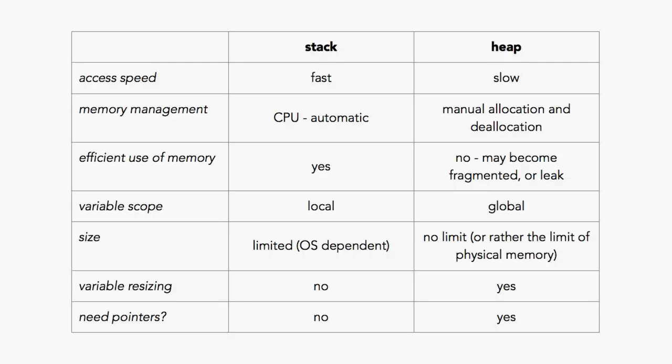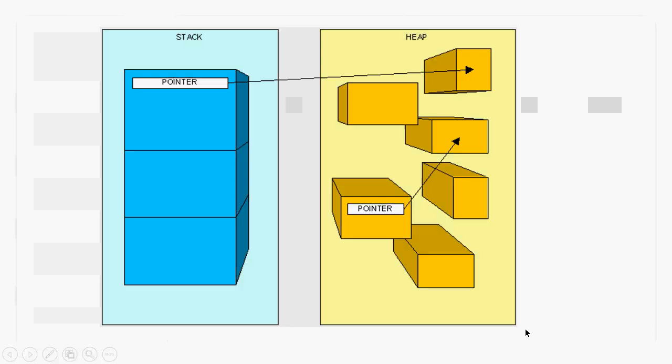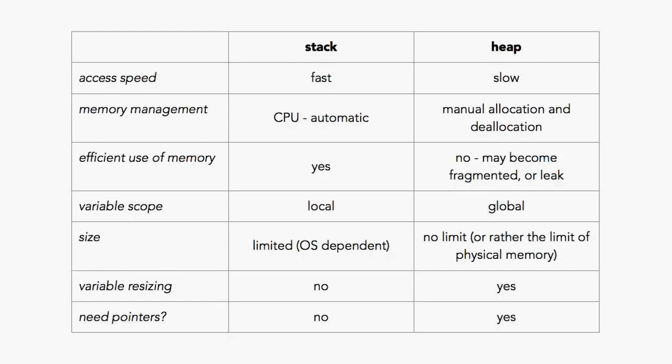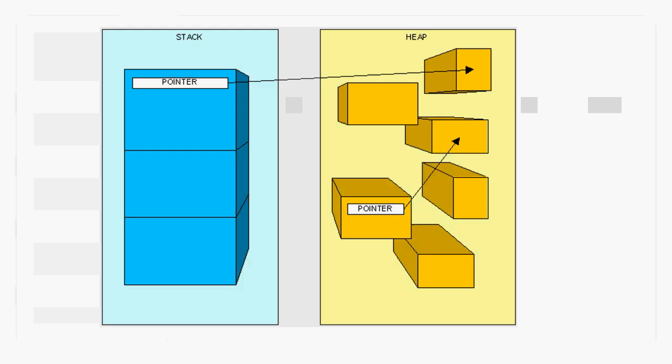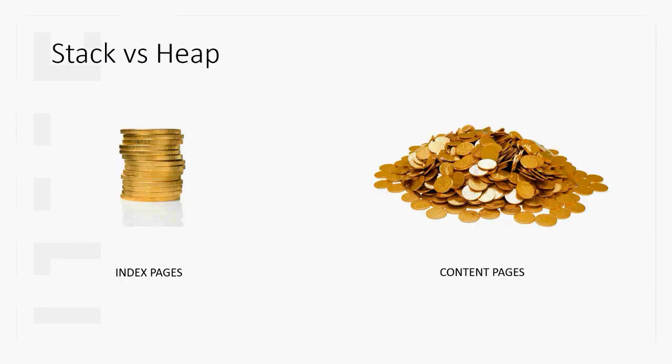That is one thing. And pointers. Here there are no pointers, but here there will be pointers. You can see there is a pointer for this here. But for the stack, remember there is no pointer. So that is a major difference between stack and heap. This is a simple thing I created to show you, so that you can remember the difference between stack and heap.